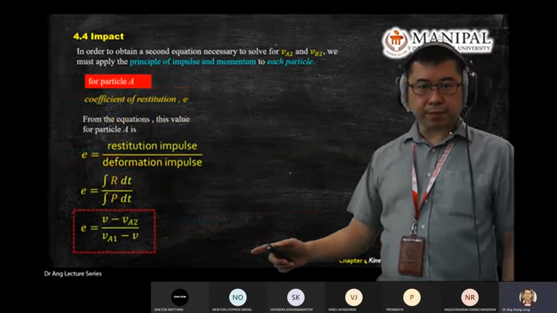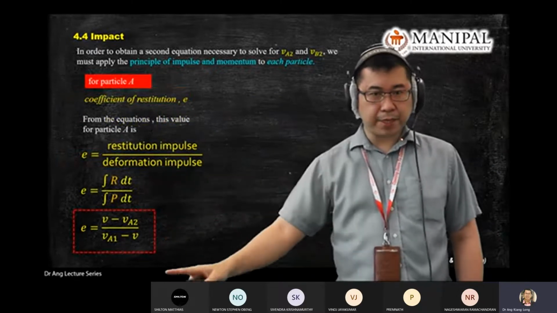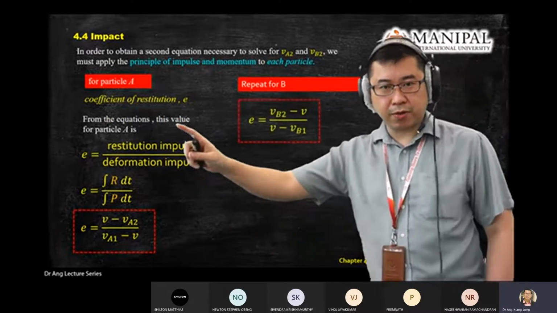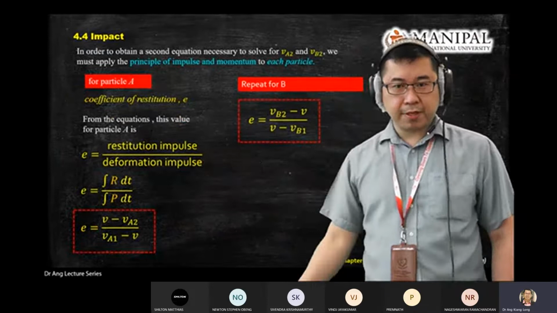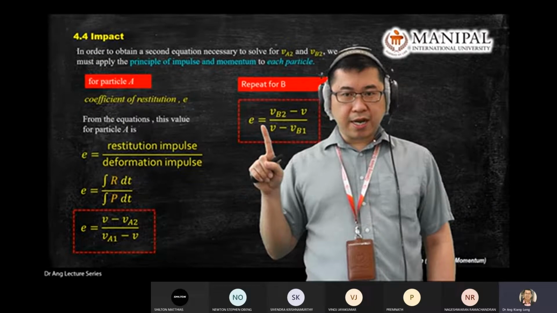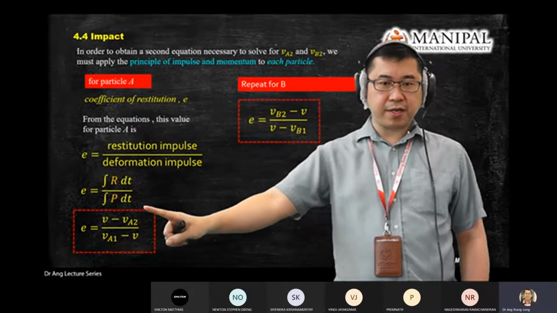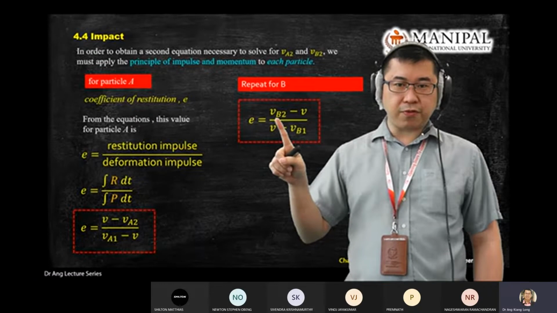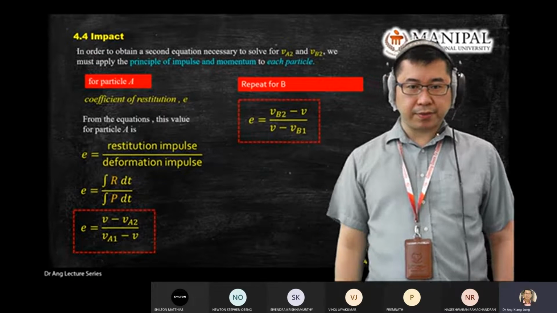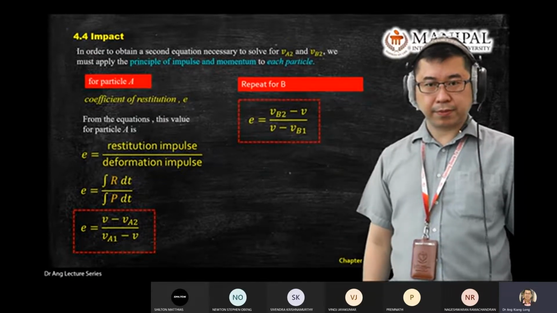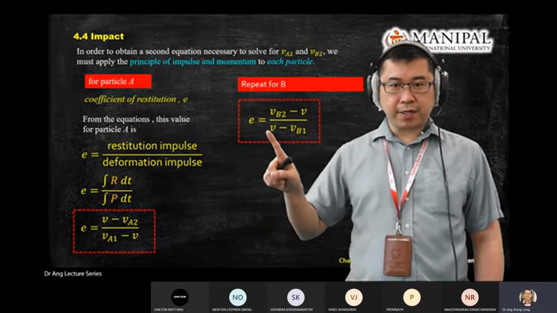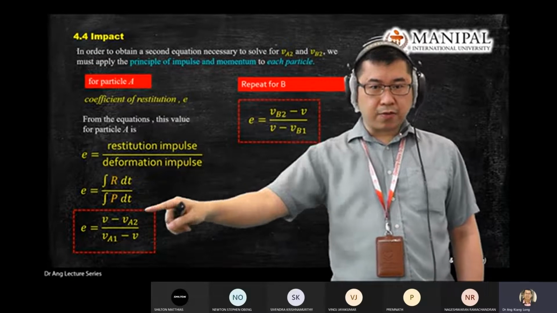So this is what you get for particle A. You can do the same for B. I will not repeat the same steps, but you arrive at the same procedure. However, for B, it will be a different sequence: VB2 minus V divided by V minus VB1. Copy this one for B, this one for A.